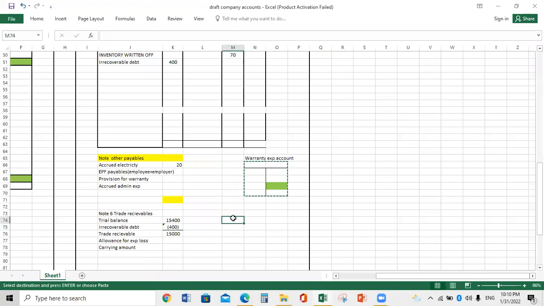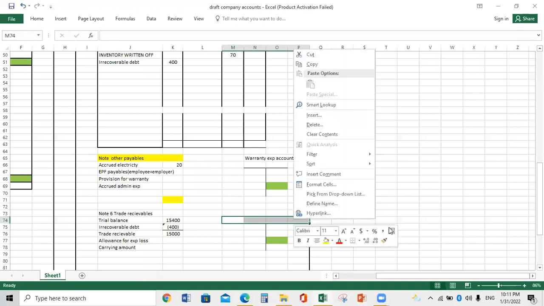Okay. So guys, if it is 10%, how much is the closing allowance? How much is the closing allowance? 10% means 15,000 into 10% will give your closing allowance.